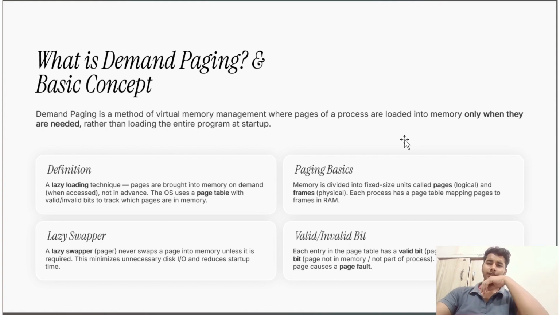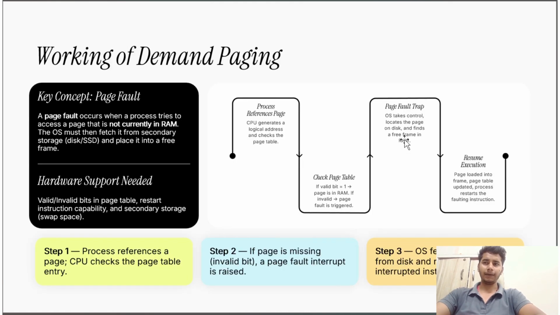Working of demand paging. A page fault occurs when a process tries to access a page that is not currently in RAM. The OS must then fetch it from the secondary memory and place it into a free frame. So here the hardware support is needed: valid-invalid bits in the page table, restart instruction capacity, and secondary storage as swap space.